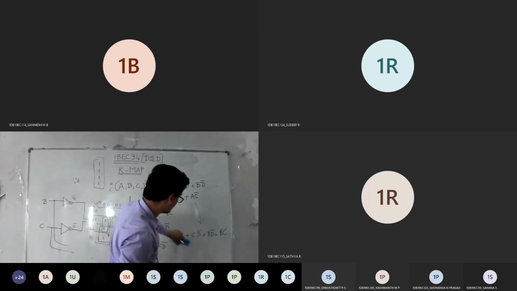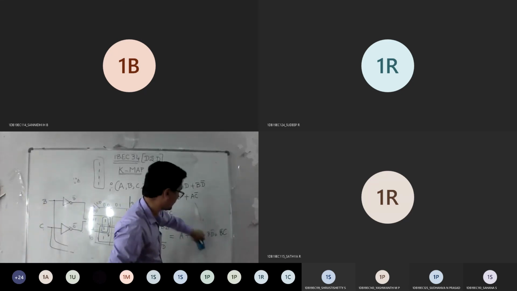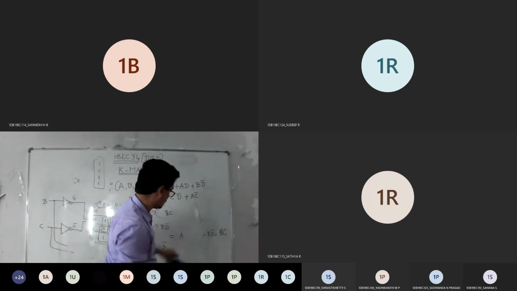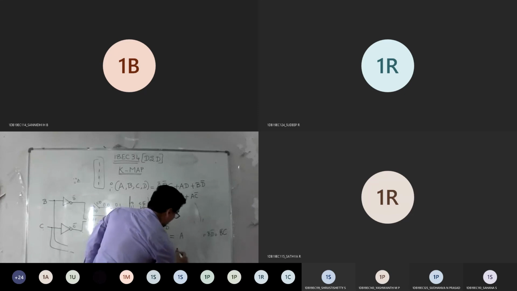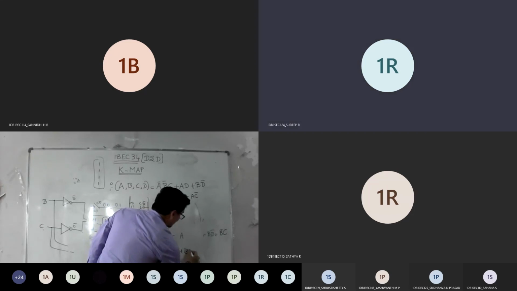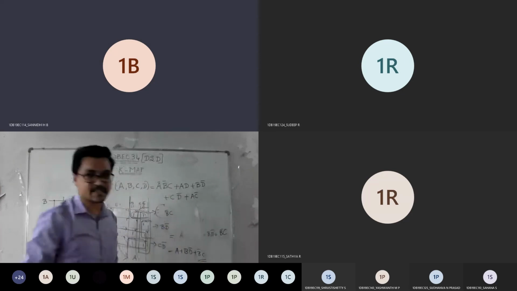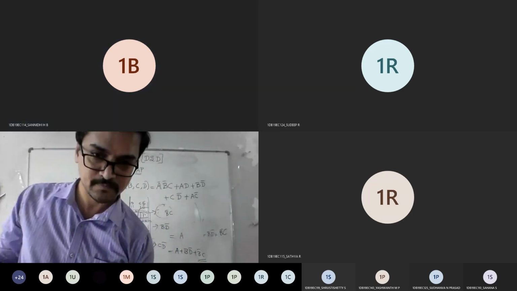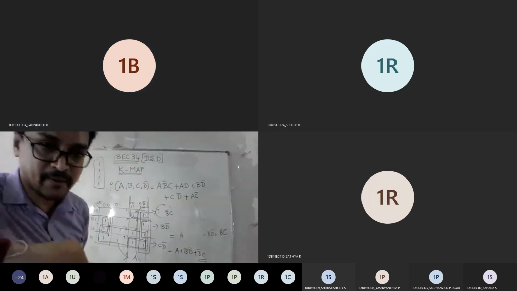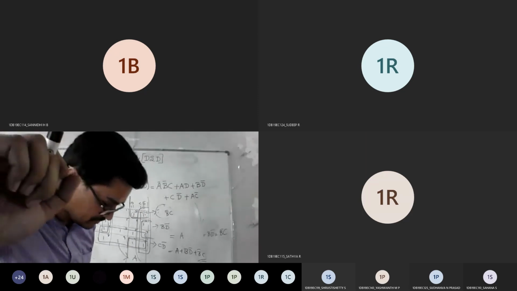So it means C bar goes out. So what is the final expression? So the final expression is A plus B D bar plus B bar C. So this is called a simplified expression now. Everyone agree with this?